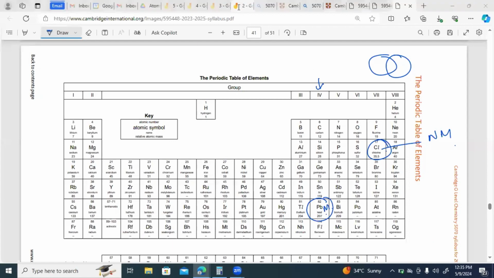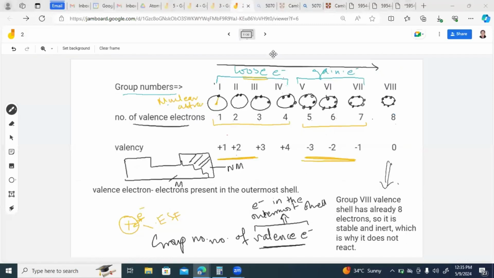Now look very carefully. Group 1 has 1 valence electron, 2 has 2, 3 has 3, 4 has 4 and so on. Group 1 will lose 1 valence electron, so it would be positive 1. Group 2 would lose 2, positive 2. Group 3 would lose 3, positive 3. Group 4 has a dubious nature.